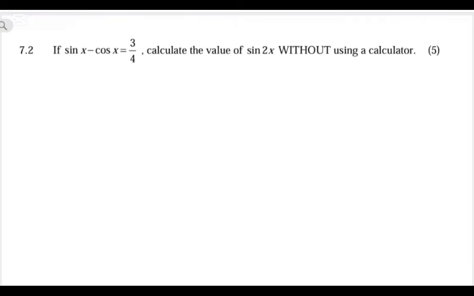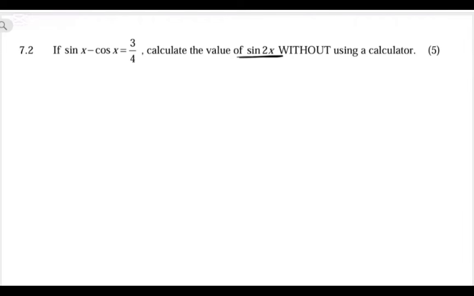So 7.2, it says that if sine of x minus cos of x is equal to 3 over 4, calculate the value of sine 2x without the use of a calculator. So how can we solve this question actually? I've seen this question and I tried all the other ways to do it, but it seems like it does not help me to find this sine of 2x that they are looking for there.